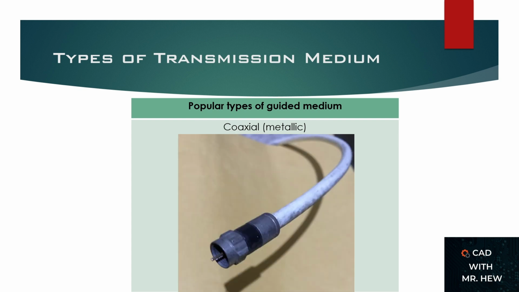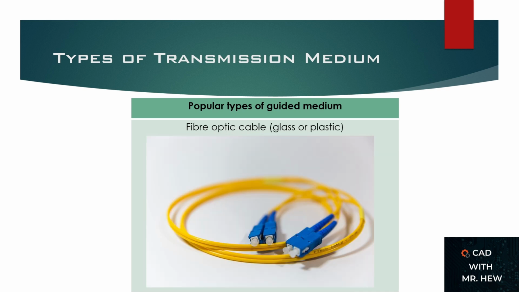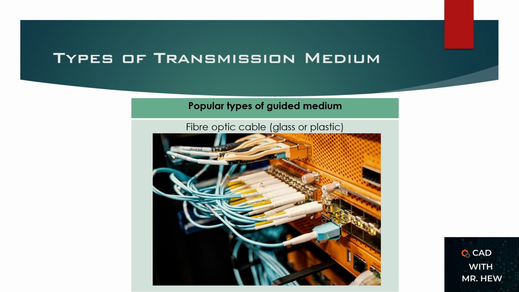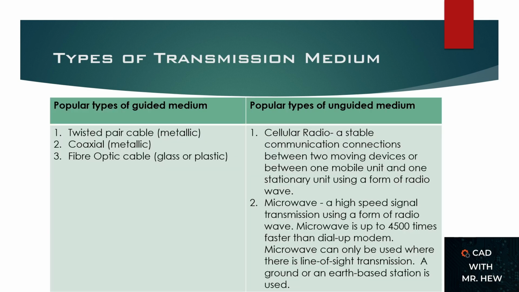Here we have the coaxial cable. Here we have the fiber optic cable by itself, and here it is connected maybe to the back of a server. The fiber optic cable can be glass or plastic. So here now we are looking at the popular types of transmission medium, and we have the twisted pair cable, the coaxial cable, and the fiber optic cable, right? And these are the three examples of guided medium, right?